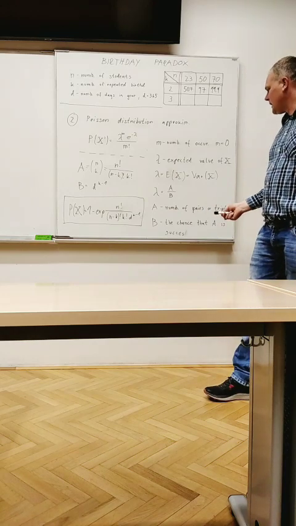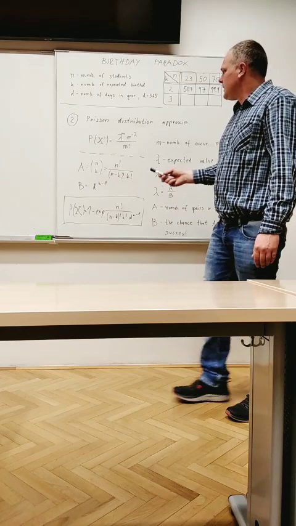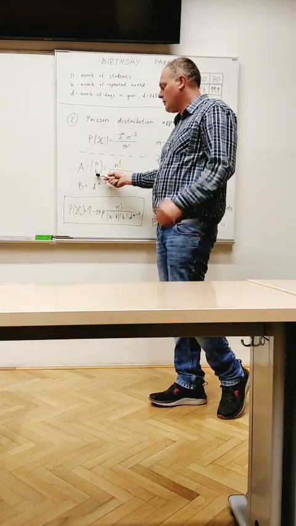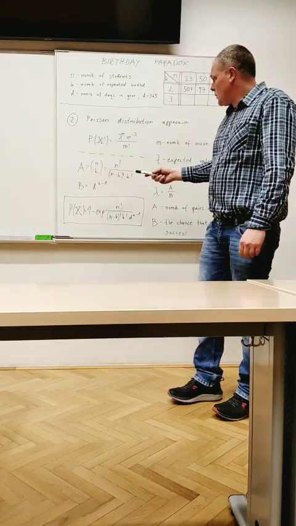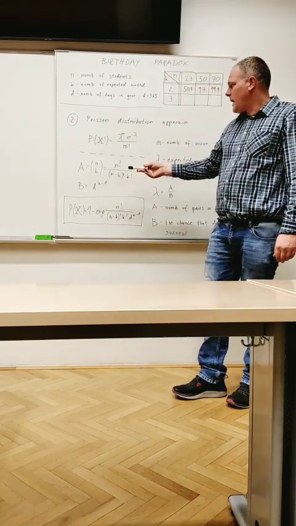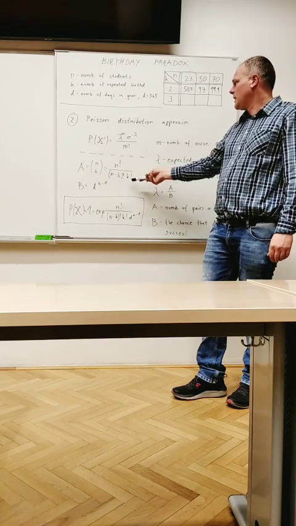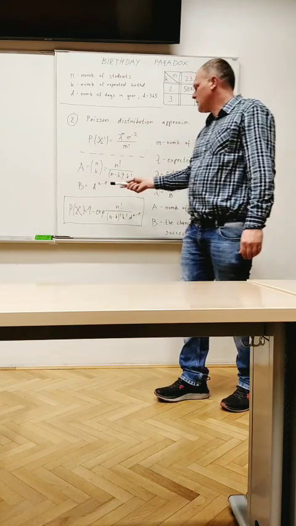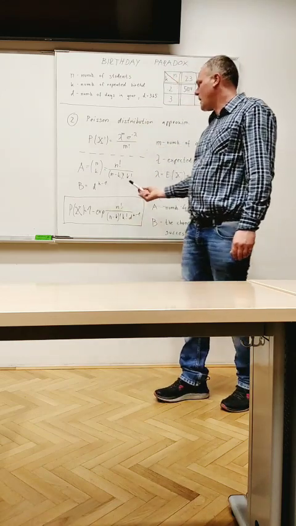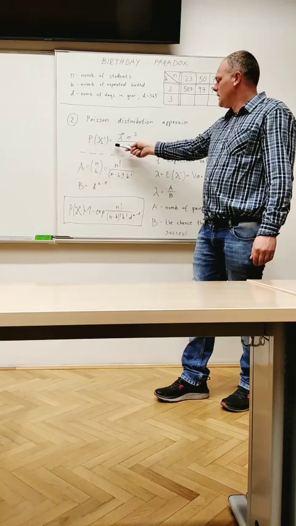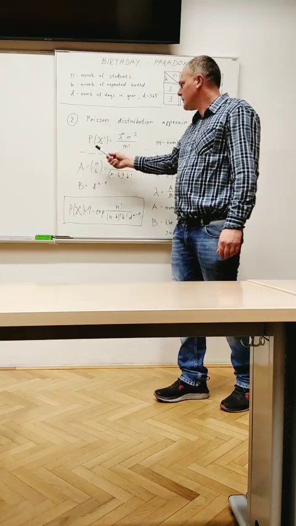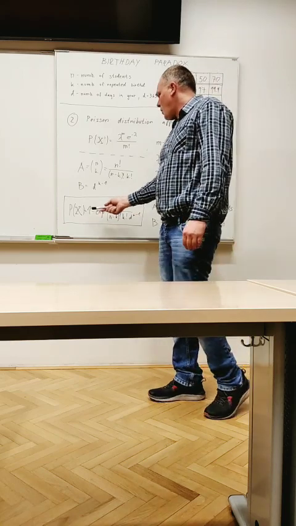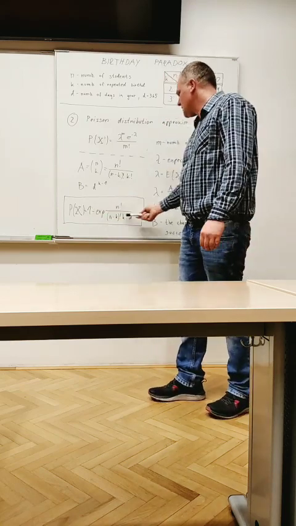And B is the chance that A is a success. This number is the number of days in the year to the power of k minus 1. Inserting these two values in the formula for probability, again we need to subtract from 1 the exponential function.